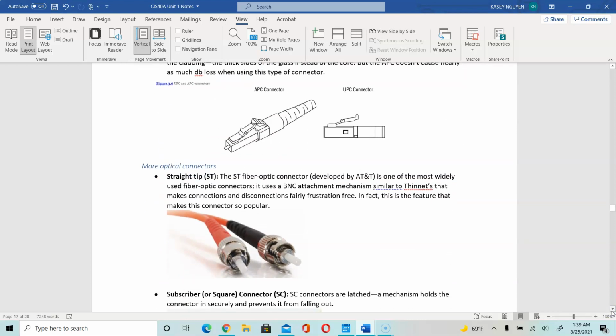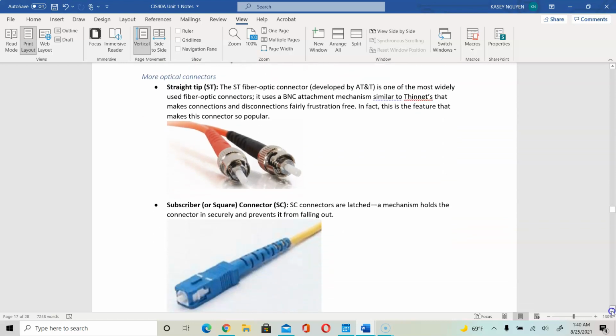Then you have connectors that are called straight tip, which looks like the image below. So your ST fiber connector, this is created by AT&T, and it's designed to be able to connect and disconnect quickly.